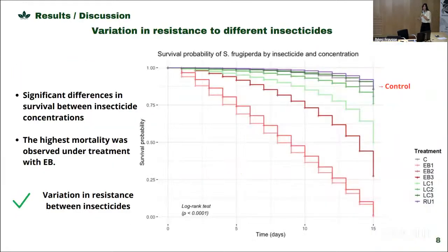Now for the result. Here we have the variation in resistance to different insecticides. When we look at the survival probability, we can see a lower survival probability under emamectin benzoate treatment, here in red, compared to the lambda-cyhalothrin treatment in green. And for the lower concentration of lambda-cyhalothrin or the Rabiturin, we have no difference with the control. So we do have a variation in resistance between these insecticides.